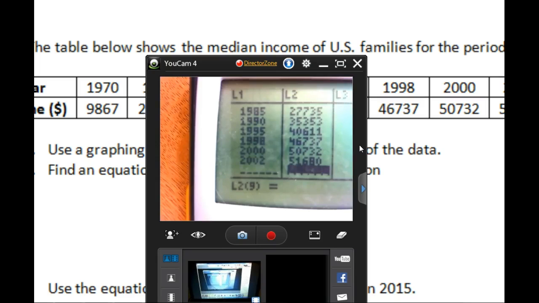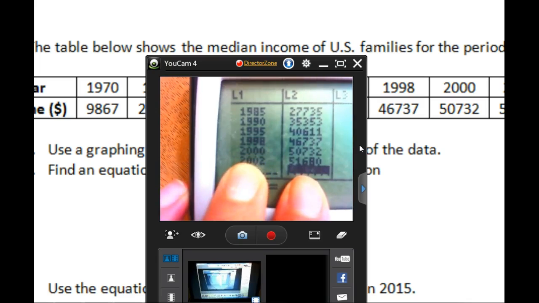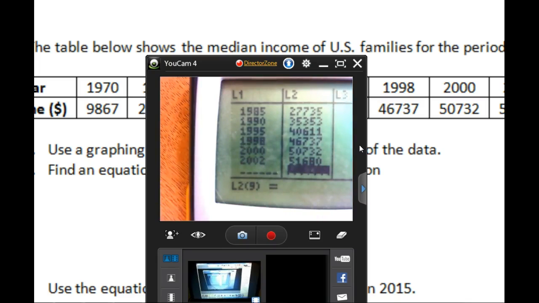Once all of your data is entered, we're going to move on to the next step. Anybody's data not entered? Come on, slow folks. If your data is entered, go back and recheck it. Make sure you did not mistype a number. Any mistyped number will transform your data. Make sure everything matches, like 2002 matches the 51680. 2,000 matches the 50,732, and so on.